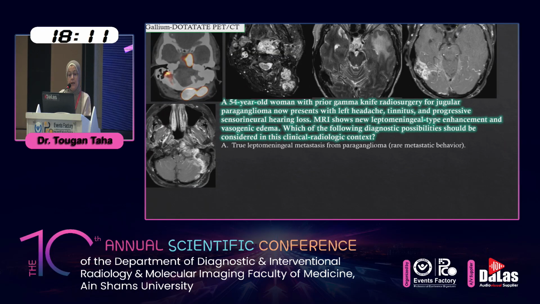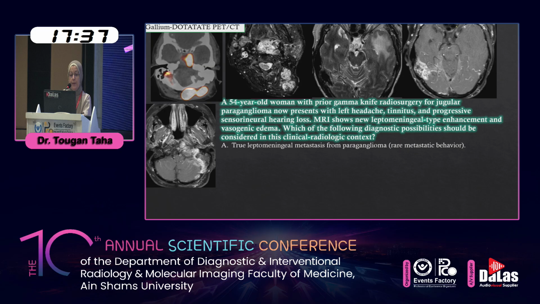My next case is a 54-year-old female patient with prior gamma knife radiosurgery for jugular paraganglioma. Now presents with left-sided headache, tinnitus, and progressive sensorineural hearing loss. MRI shows new leptomeningeal type of enhancement and vasogenic edema. Which of the following diagnostic possibilities should be considered in this clinical radiological context?